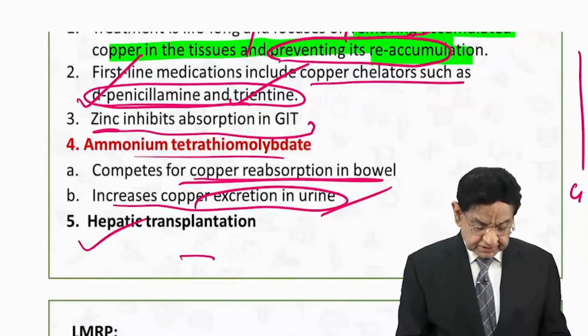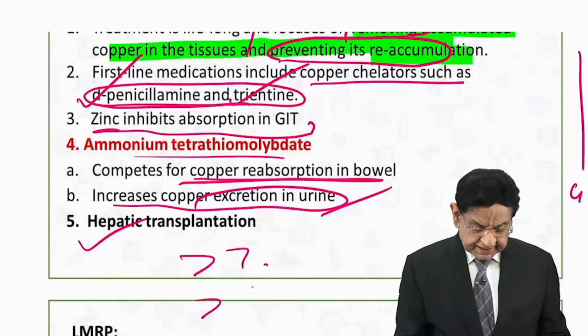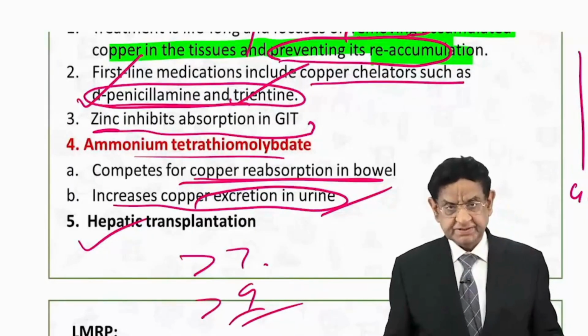Finally, liver transplantation, especially when the NEDA index is more than 7, and if it is more than 9, it should be done on an emergency basis.